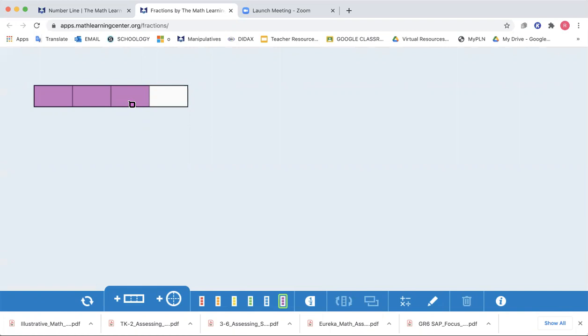Second question I want to ask them is, how many parts are shaded? And again, give them some time to think, drop it in the chat box using waterfall. And I'm expecting to get three, right?